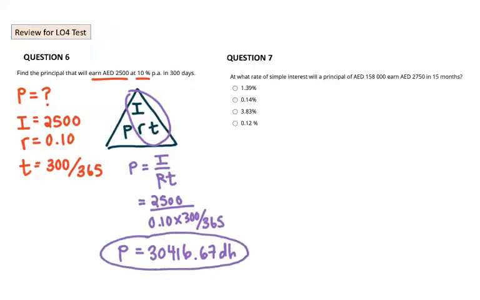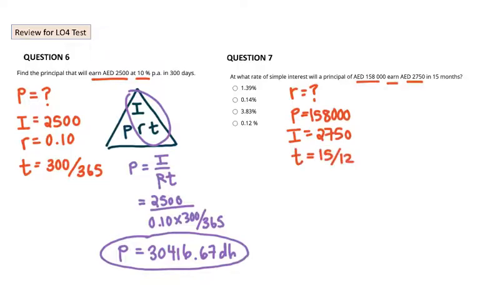All right, let's look at the next question. At what rate? So we're missing the R. The principal is 158,000, and it's going to earn interest. So the I is 2750. And the time is 15 months. So again, there are 12 months in a year, so we say time is 15 over 12.